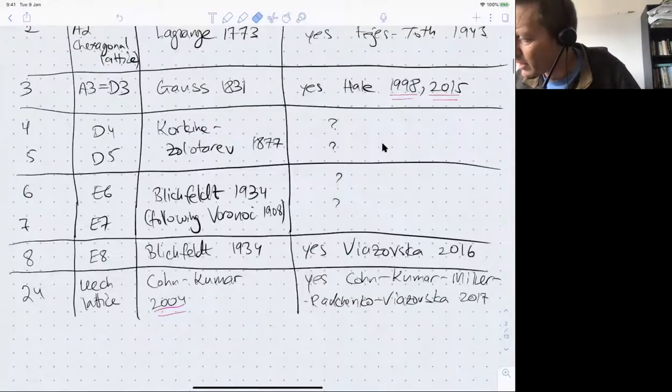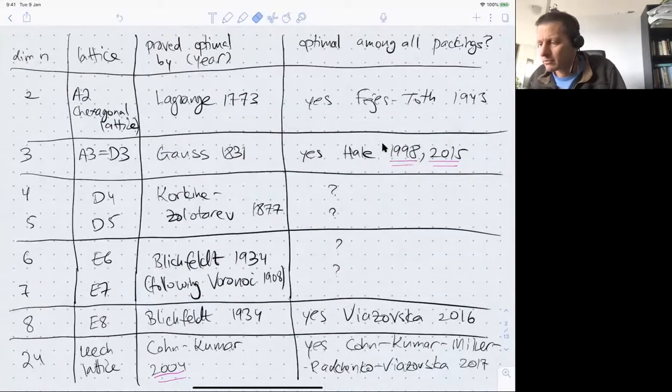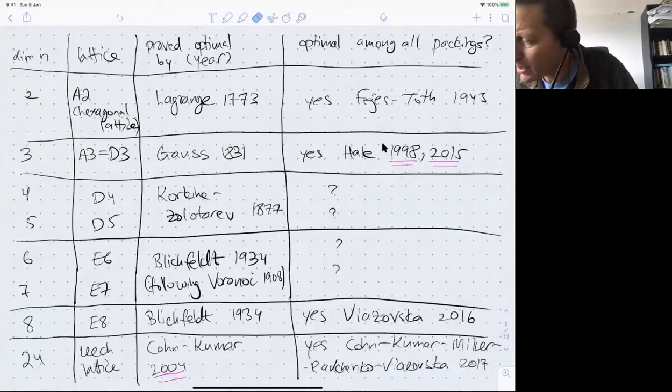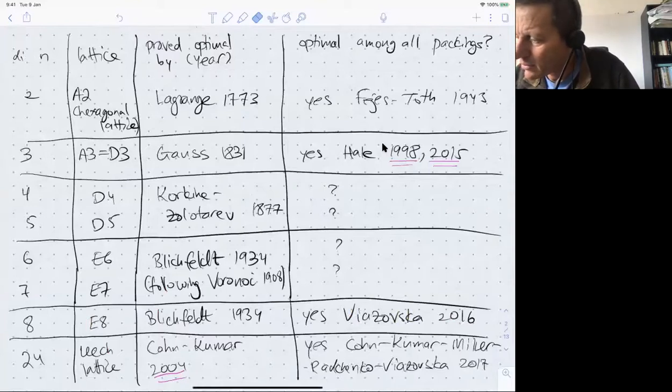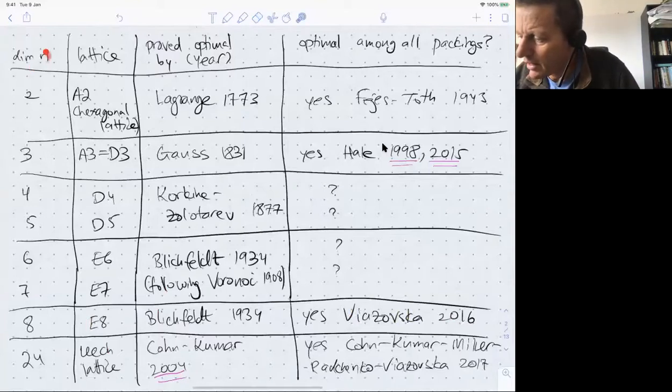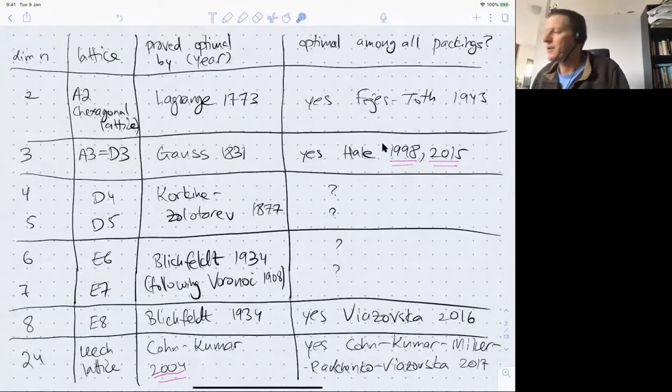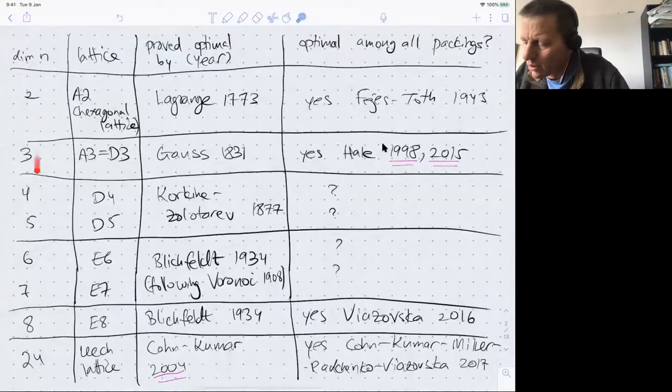Here is what's known about the same problem for lattice packings. So I've made a table here. This is the dimension, this is the lattice, this is the year it was proved to be optimal and who proved it. And this is the question about whether the lattice packing is also the optimal packing of space in that dimension. So the lattice packing problem is proved in a total of 9 dimensions. I'm not mentioning dimension 1 because it's trivial, all the way up to 8.